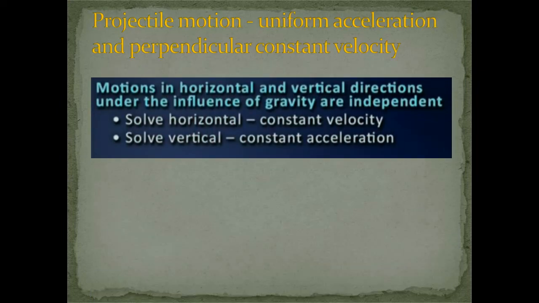So, to sum this up, the motion in the horizontal and the vertical directions under the influence of gravity are independent. We'll solve the horizontal using the principle of constant velocity, and we'll solve the vertical using the principle of constant acceleration.